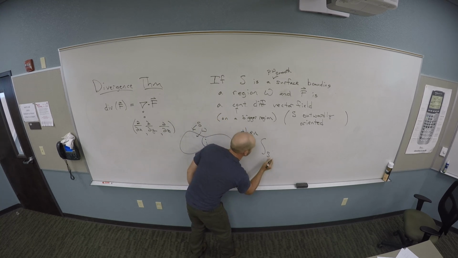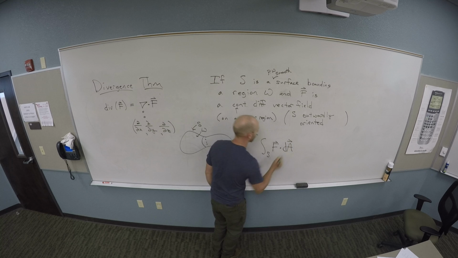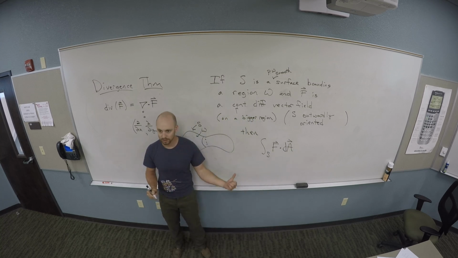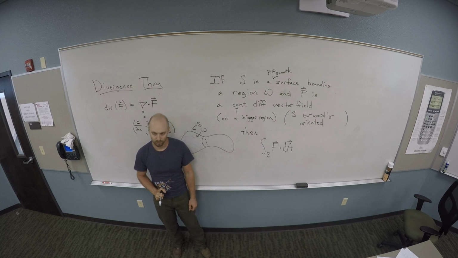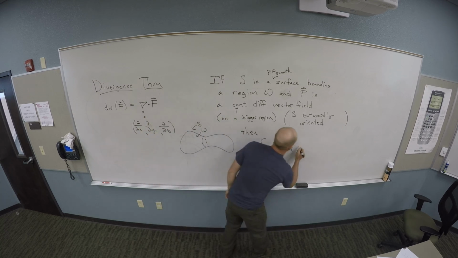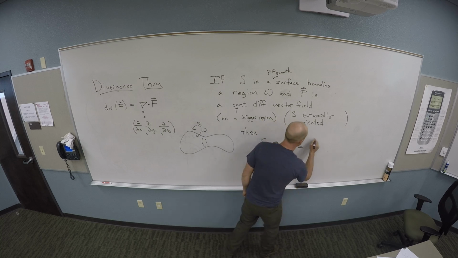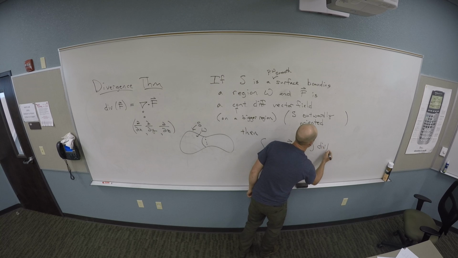the integral over the surface S of the vector field, the area. So what do you think of this thing? This is a flux through the surface, right? And we're going to say that's the total integral of the divergence of F.